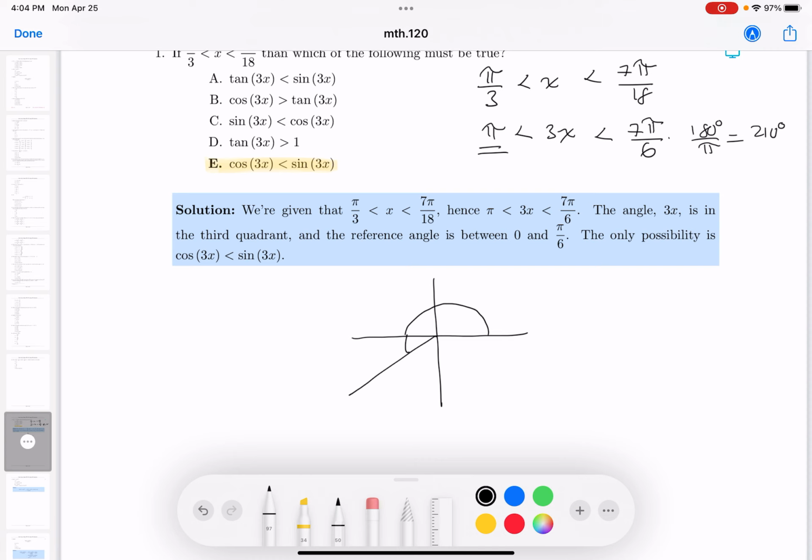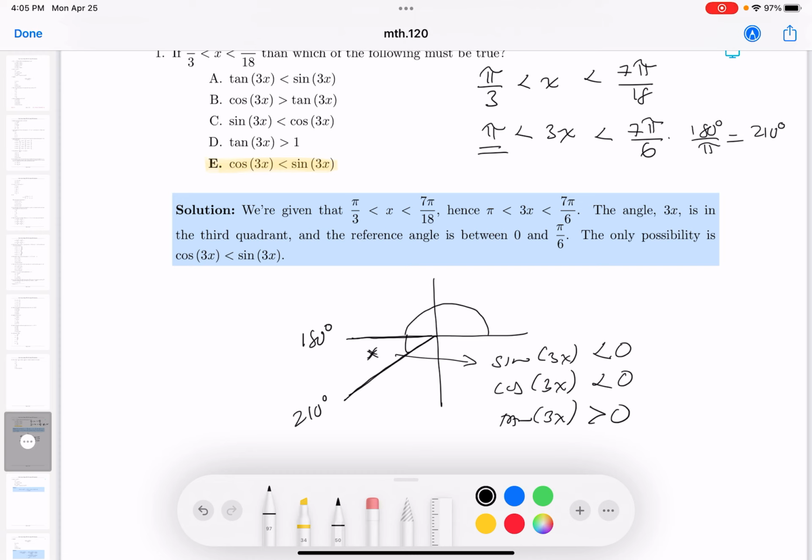So the angle is now between 180 degrees and 210 degrees, all right? Now what do I know? I know that the sine of 3x and the cosine of 3x are definitely less than 0, all right? What do I know about the tangent of 3x, though? I know it's greater than 0. So some I can cancel off right away.